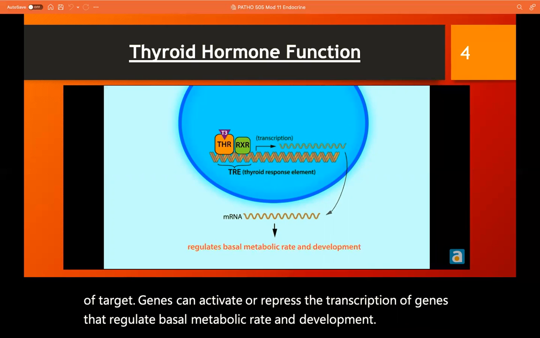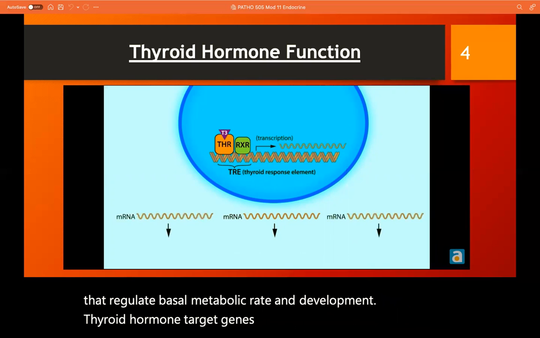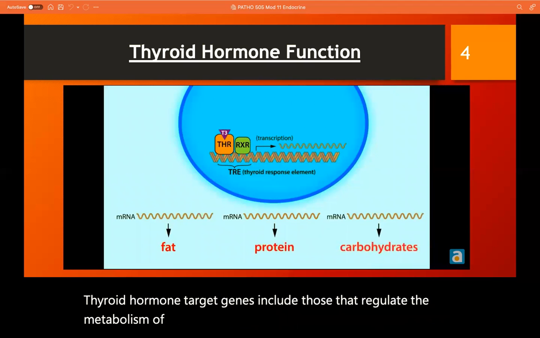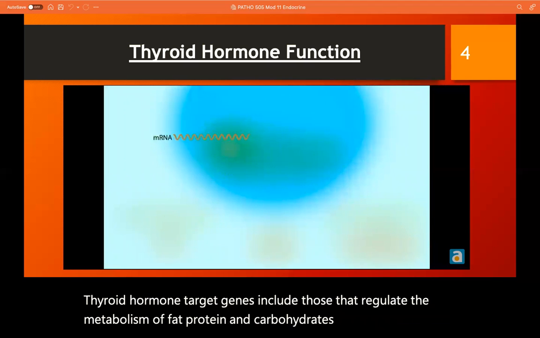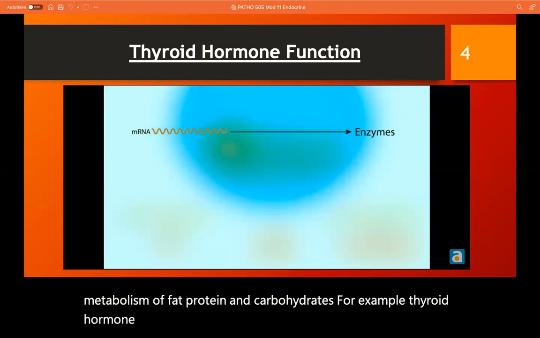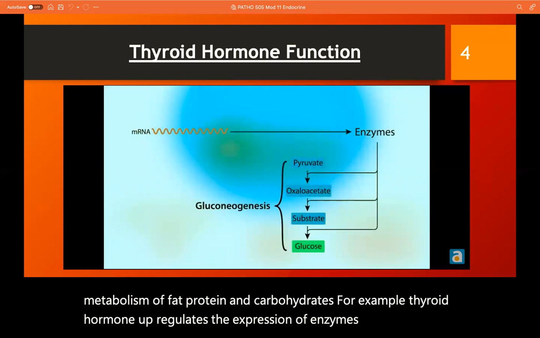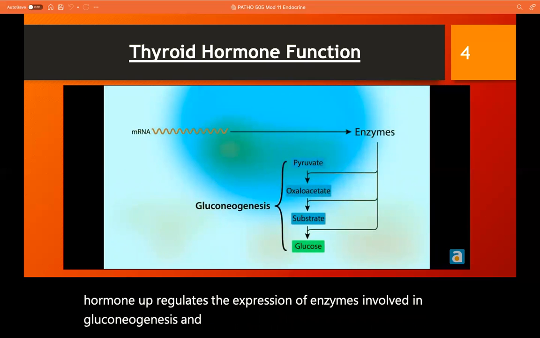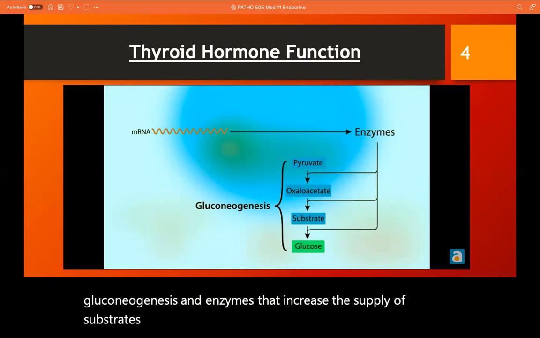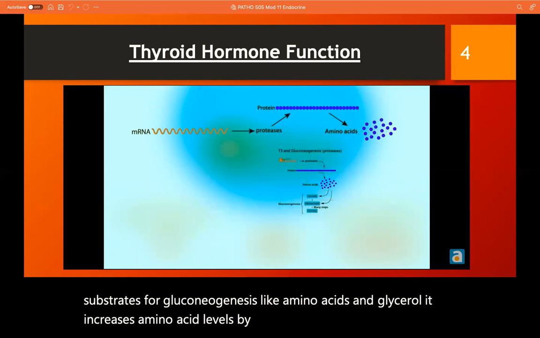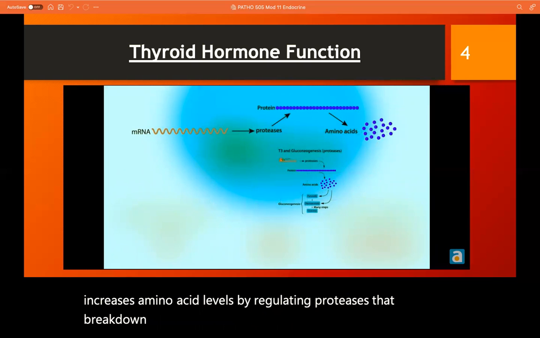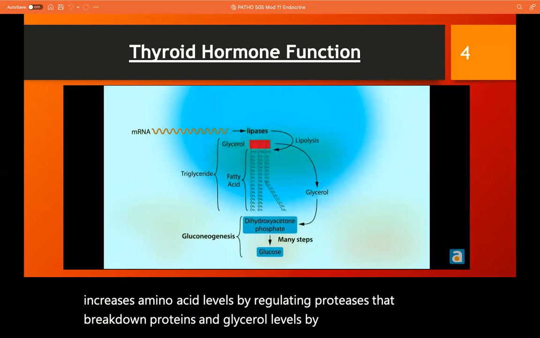Thyroid hormone target genes include those that regulate the metabolism of fat, protein, and carbohydrates. For example, thyroid hormone upregulates the expression of enzymes involved in gluconeogenesis and enzymes that increase the supply of substrates for gluconeogenesis, like amino acids and glycerol. It increases amino acid levels by regulating proteases that break down proteins, and glycerol levels by upregulating lipases that cleave the glycerol from triglycerides.